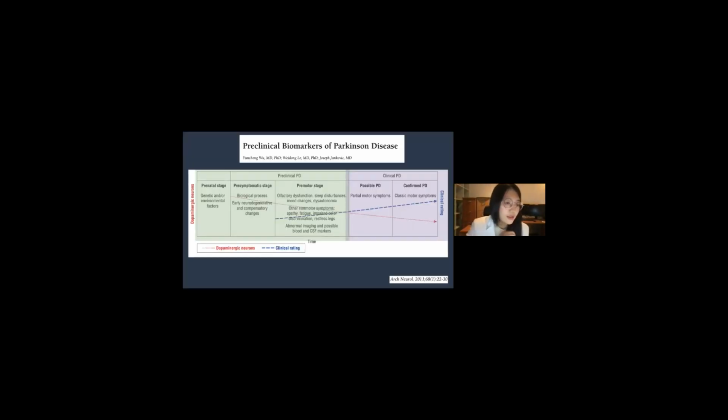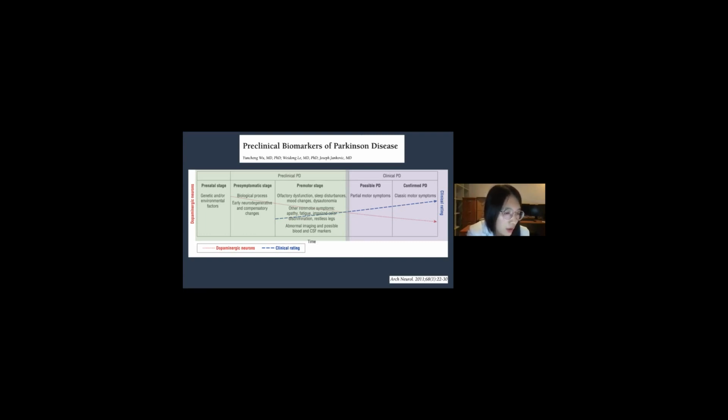So this is a hypothetical disease course of preclinical Parkinson disease. The red line is pathological degeneration of dopaminergic neuron, and the blue line is clinical rating. Preclinical PD can be defined as the state that precedes the onset of the characteristic motor feature of PD, possible PD. Loss of dopaminergic neurons develops slowly and gradually progresses over years during preclinical stages.